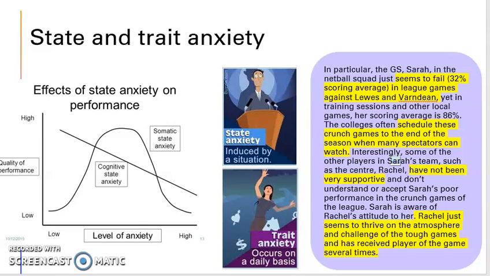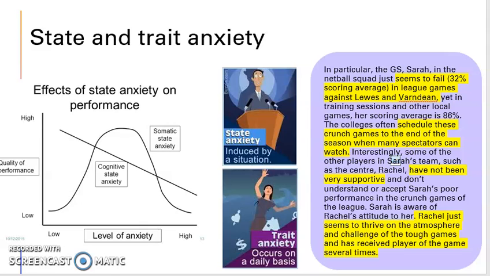It seems as though Sarah is suffering from competition state anxiety, as in her training and local games she performs well. However, in crunch games she underperforms. This may be as she perceives the spectators or the opposing teams as threats and believes that she cannot cope with the demands, leading to an overall decrease of 86% success rate to 32%.